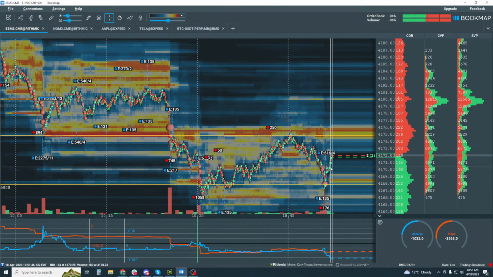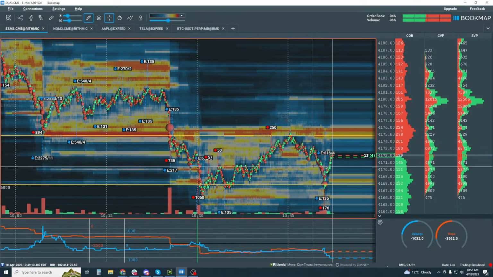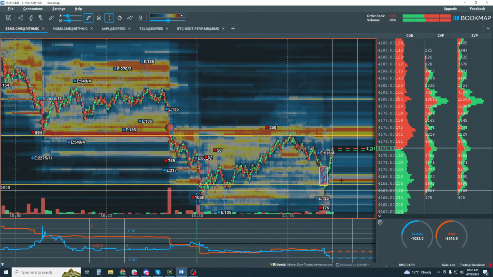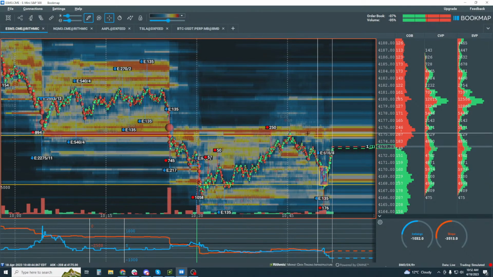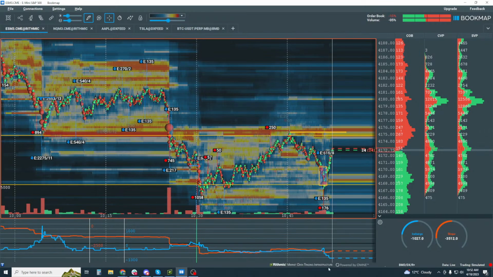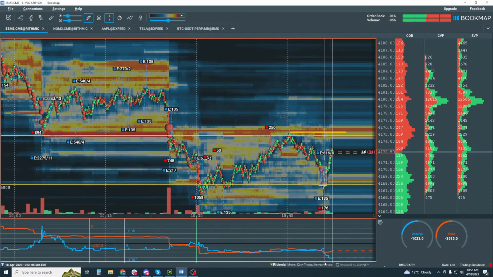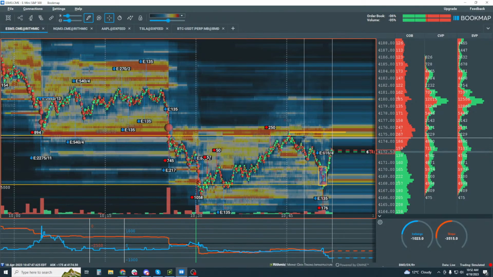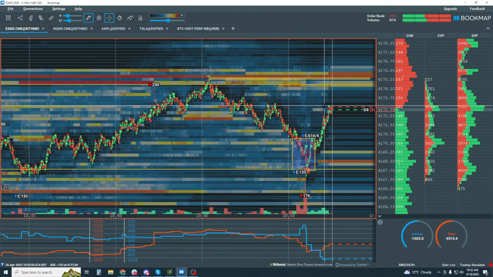Look at the buyers come streaming in here and look at where the sellers are now. See how the sellers are trapped? This is looking great for buyers to trade up here. Okay, so yeah, I would look for that. Looking for more buyers. Now look at the speed of the move in here too.